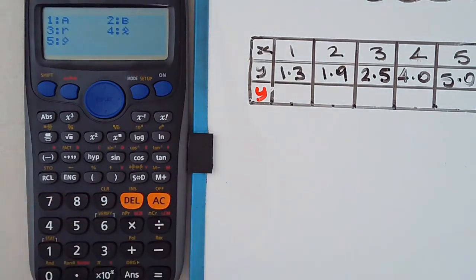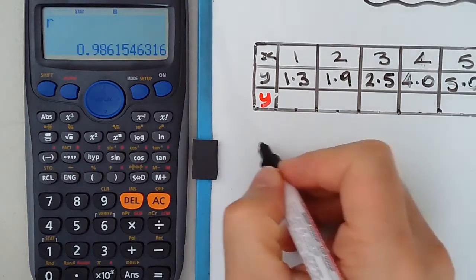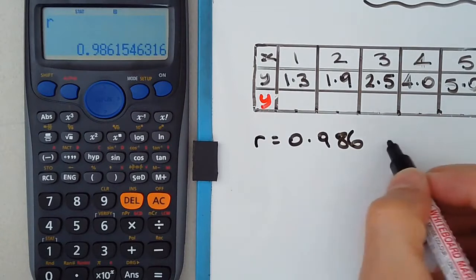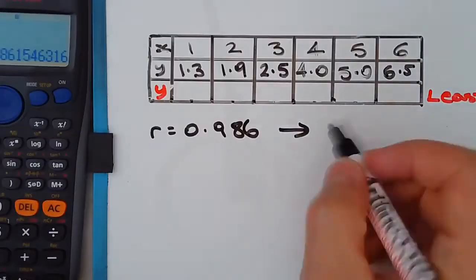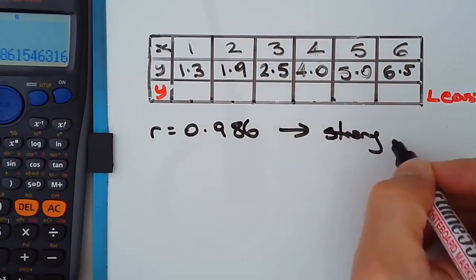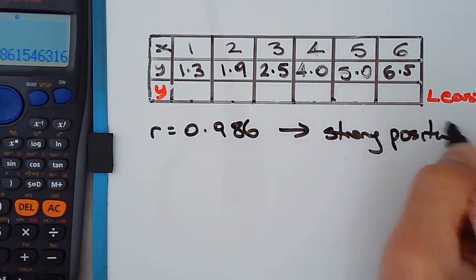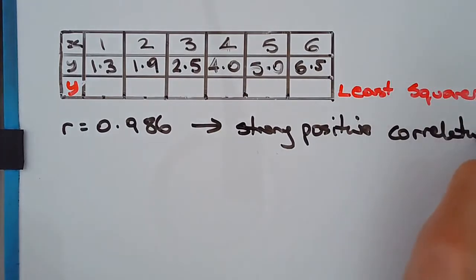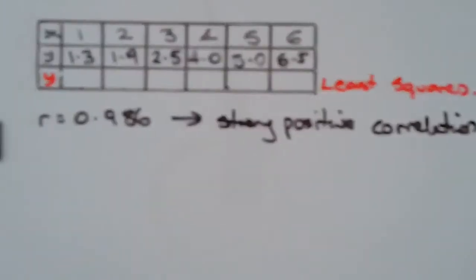Okay, number 5. Now let's calculate the correlation coefficient. So let's just confirm our suspicion that it's a strong positive. And we get 0.986. Okay, so I might just write that here. R is equal to 0.986, which indicates a strong positive correlation. Okay, so that's a strong positive there.